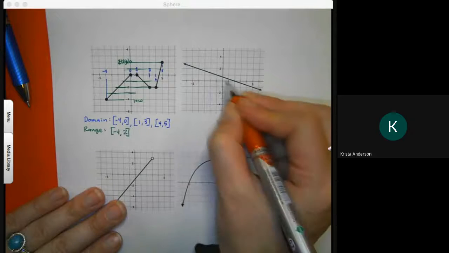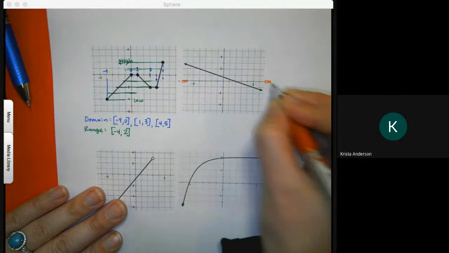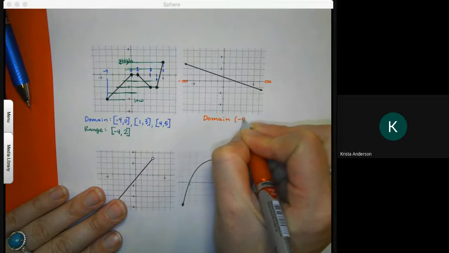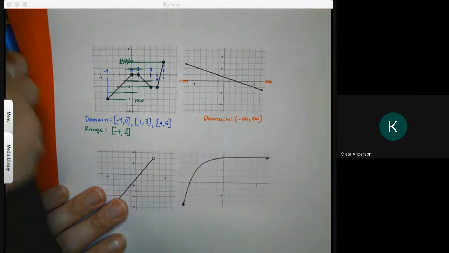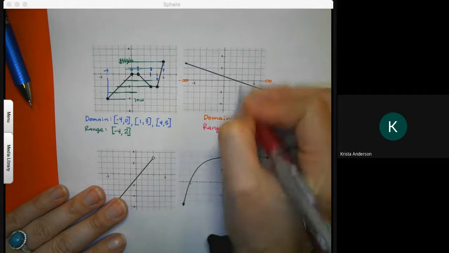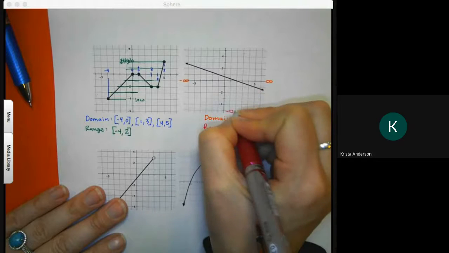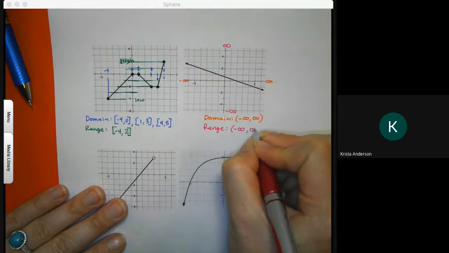On our next one, we have arrows, which means it continues to the left and continues to the right. That's -infinity to infinity. And the range would be how low it goes and how high. As you notice, it keeps going down and it keeps going up. So it's also -infinity to infinity.